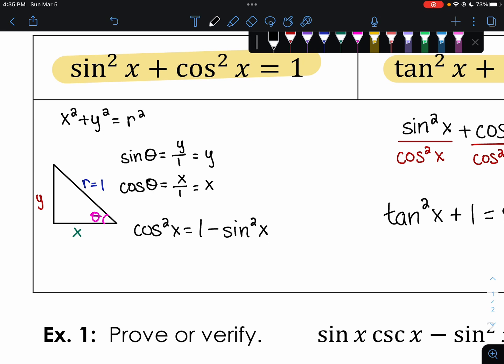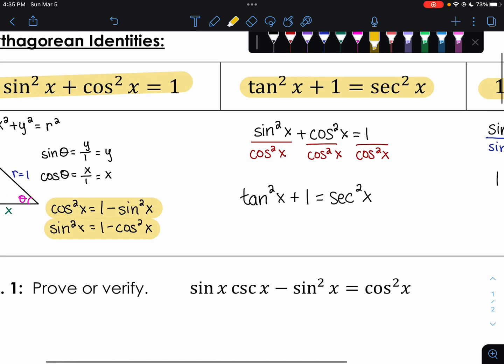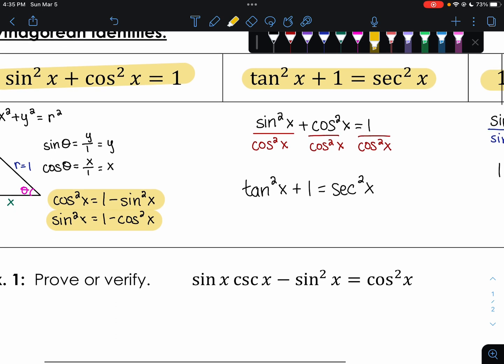Okay, I also need to know that sine squared x is equal to 1 minus cosine squared x. So you have to be able to manipulate the equations and solve for different parts and know that that's still a Pythagorean identity. Same thing goes with tangent squared x plus 1 equals secant squared x.